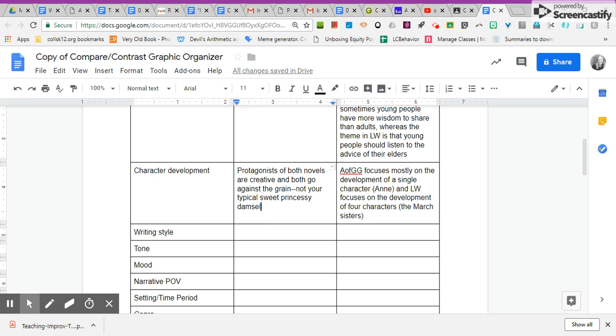For the writing style, I would say both books have a lot of imagery and figurative language, a lot of descriptive terms to paint pictures of the scenes. And while they're not exactly the same, I think they do have very similar styles.